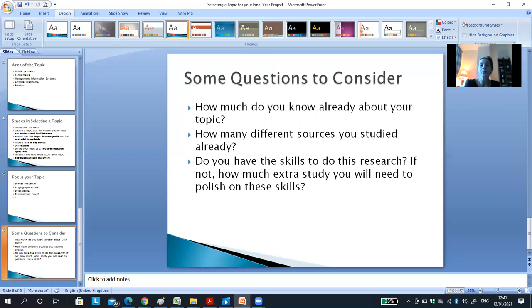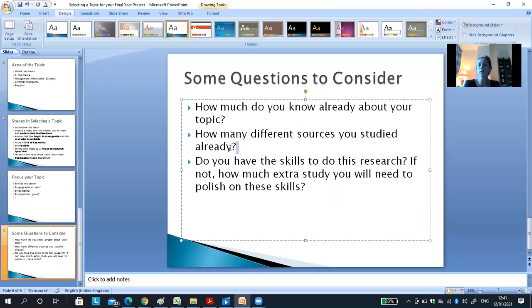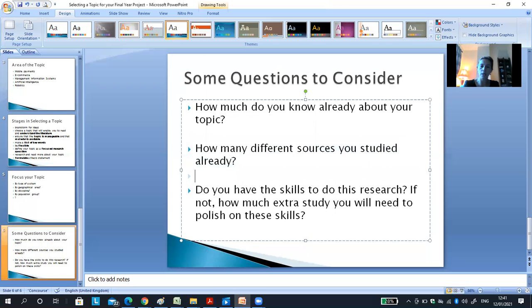The other thing is how many different sources you have studied already. So to arrive at this topic, how much reading have you done? Write them down, okay? And that you've actually read them. Okay, and then coming to skills.